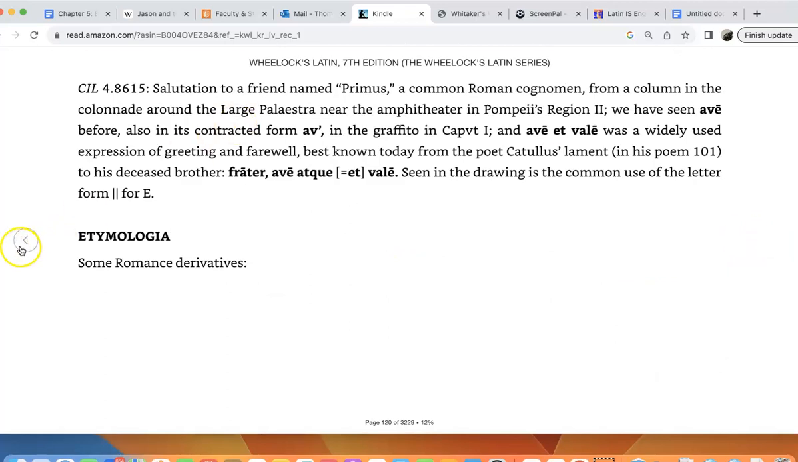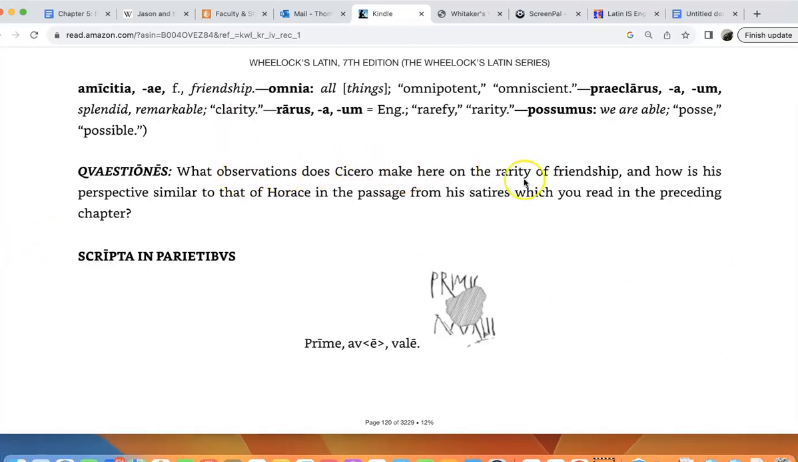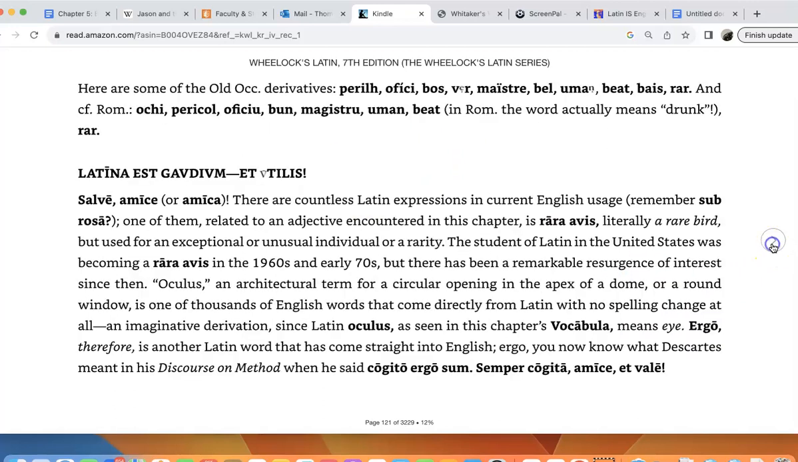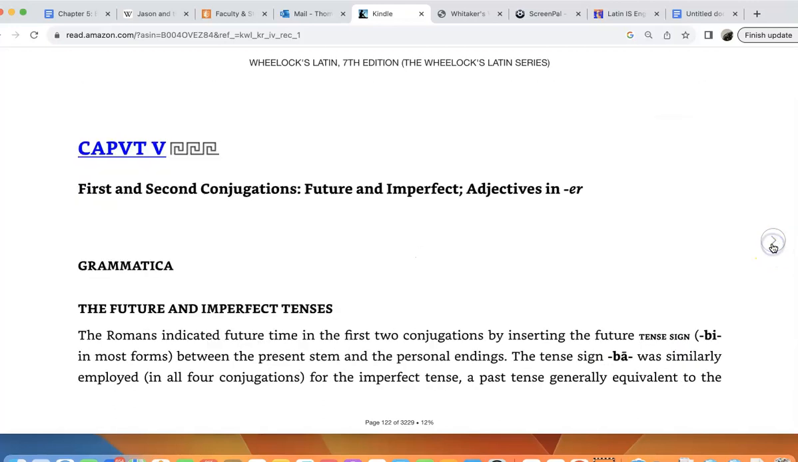Also the kinds of essay questions. What observations does Cicero make here on the rarity of friendship, and how is his perspective similar to that of Horace in the passage from his satires, which you read in the preceding chapter? In other words, about what is happiness. So those are the kind of essay questions. And then you can see the importance of Latin for other languages. So hopefully you're reading this on your own. In the next chapter, we actually go into the future and past tenses, first and second. So next week is going to focus on verbs.